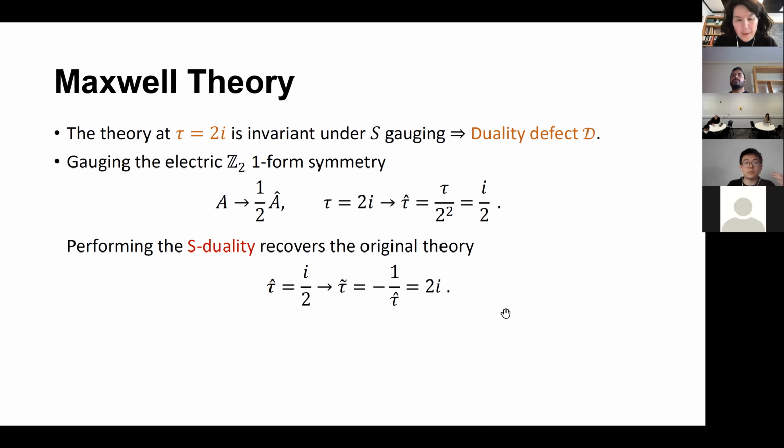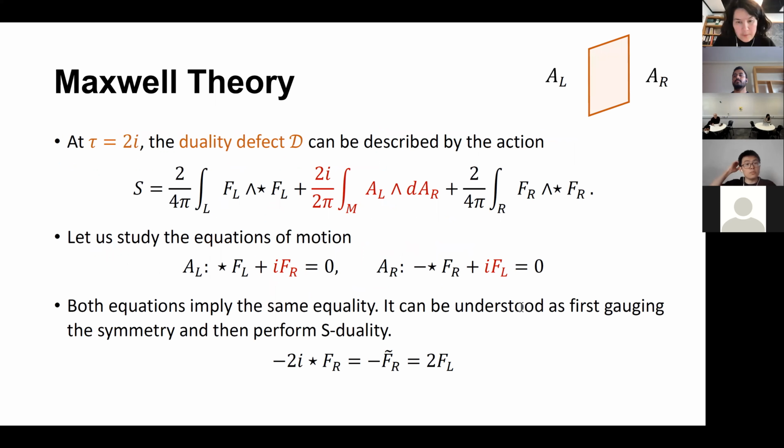So here we see that because of S duality, we can find points where Maxwell's theory is invariant under gauging, specifically S gauging the electric Z2 one-form symmetry. And at tau equals 2i, we can realize the duality defect as follows. Let's imagine the duality defect divides the space into 2 parts. On the left-hand side, we have gauge field A_L, and on the right-hand side, we have gauge field A_R. And on the duality defect, they will just be coupled. The way they are coupled is through a diagonal Chern-Simons term with coefficient 2.